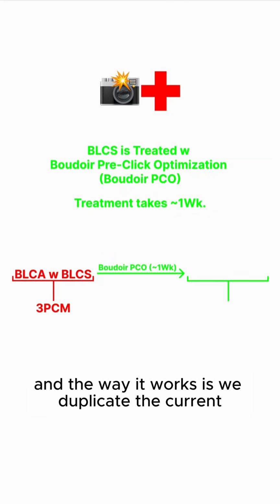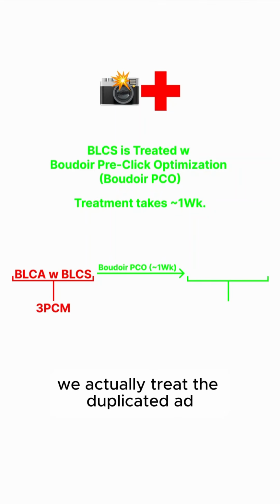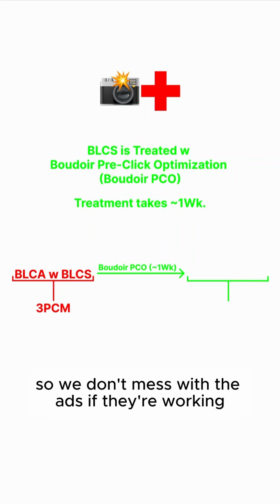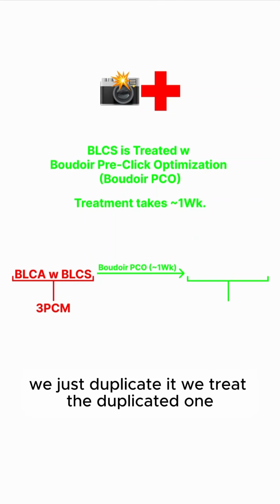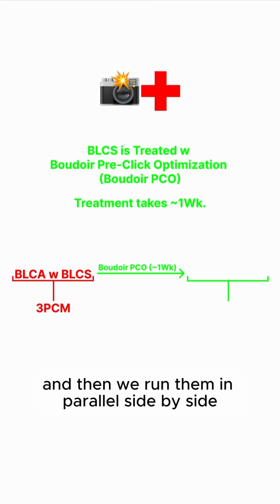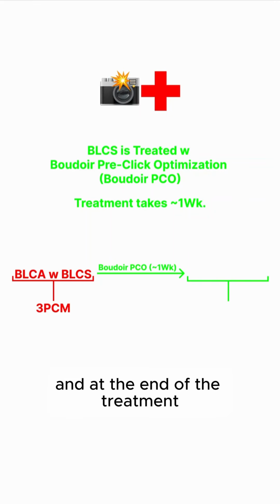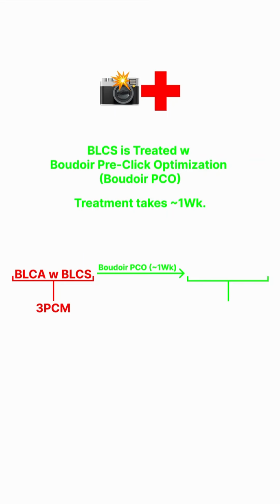And the way it works is we duplicate the original ad, or the current ad, and leave that one alone. We actually treat the duplicated ad. So we don't mess with the ads if they're working. If they're producing results, we just duplicate it. We treat the duplicated one, and then we run them in parallel side by side, the Boudoir Pico treated one and the original. And at the end of the treatment, we keep whichever one has the higher metrics.